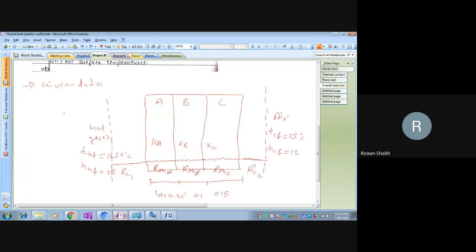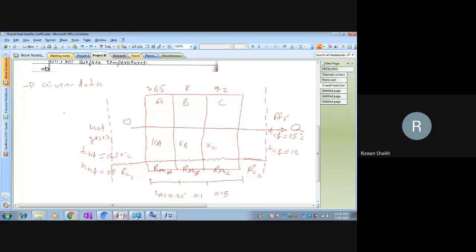And the value of K is also given, so you can refer to the problem. The value of K is given to be 1.65. So I can write the value of K, it is 1.65. K for layer B is unknown, and for layer C it is 9.2, again watt per meter degree Celsius, that you can refer to in the problem. Now, this is the entire problem, and it is a steady state. So the amount of heat flow is the same.